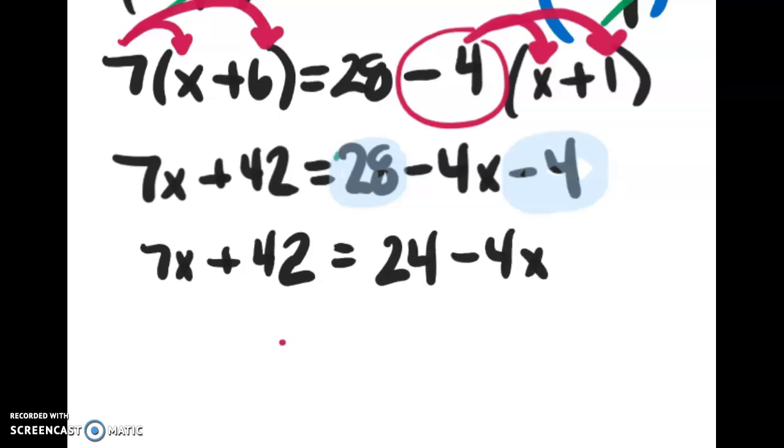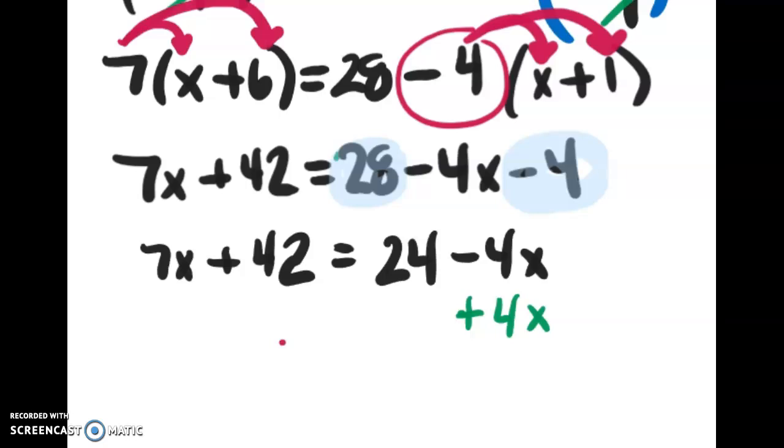Now, the next step is to combine all the variables on one side and all the constants, or the numbers, on the other. So I have two terms that have variables, 7x and negative 4x. So I'm going to move this across the equal sign. And when I move it across the equal sign, I have to say this is negative 4x. So I'm going to add 4x.